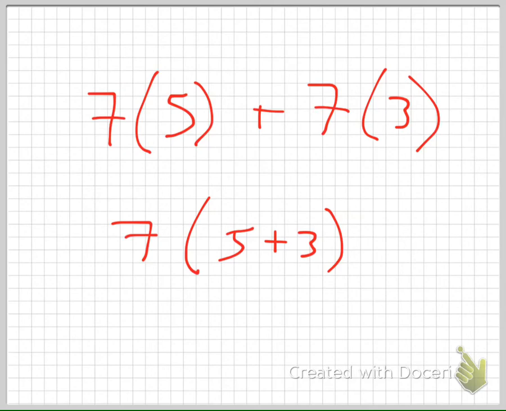Now, why might you want to put that back? Because look at this. What am I allowed to do to solve this? What's 5 plus 3? 8. 7 times 8? 56. It's easier to do, right?